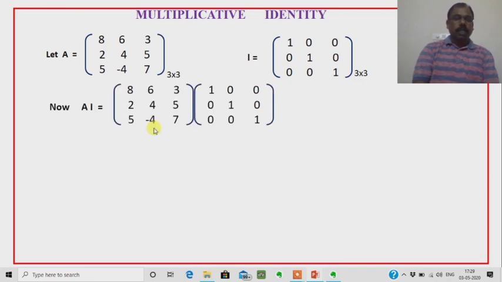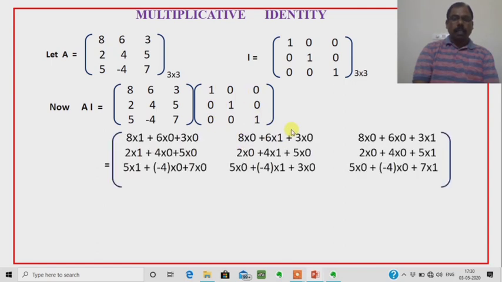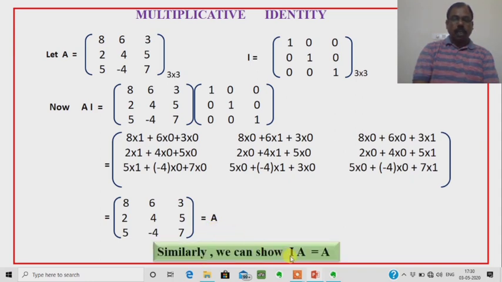We now multiply A and I. AI is equal to matrix 8, 6, 3, 2, 4, 5, 5, minus 4, 7 into 1, 0, 0, 0, 1, 0, 0, 0, 1. On multiplying and simplifying, we get 8, 6, 3, 2, 4, 5, 5, minus 4, 7, which is exactly equal to the given matrix A. So we proved A into I is equal to A. The same way, we can also prove that I into A is equal to A.